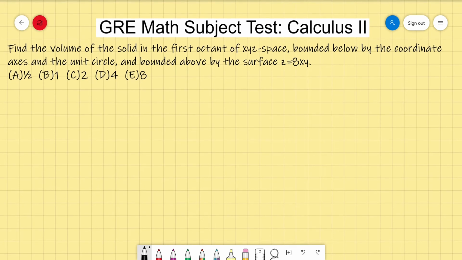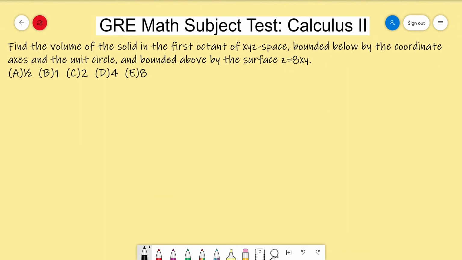So in this question we're asked to find the volume of the solid in the first octant of the XYZ plane, bounded below by the XY axes and the unit circle. Just to help us visualize this, we're going to draw our region of integration. If we are looking from above, so that this is y and this is x, then the first octant is going to be in the first quadrant of the xy axis, and it's going to be bounded by the unit circle, which we can draw here.